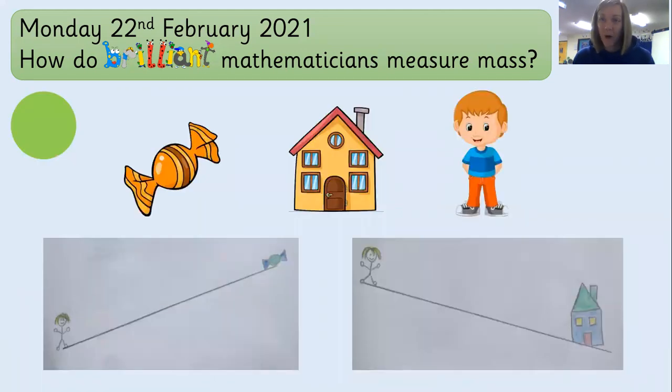Okay, well done, year 1. Now we're getting towards the end of our lesson, but as always, let's try and share some of our work together. So if you did the green challenge here, you might have done some drawings in your book that look a bit similar to mine.